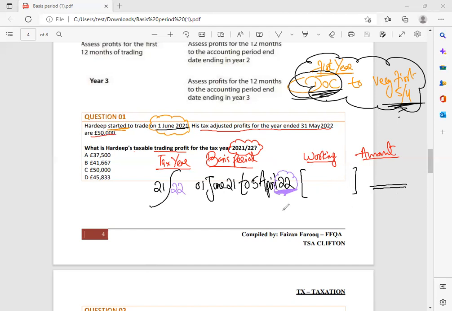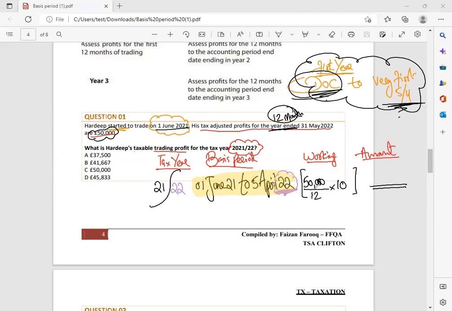In order to take the amount, we have to do some working. This 50,000 is for the year end, and year end means 12 months. So this amount is for 12 months. Right or wrong? Right. How many months of basis period did you create? Can you count, please? 10 months, June till April: June, July, August, September, October, November, December, January, February, March. You are right. So we have 10 months.